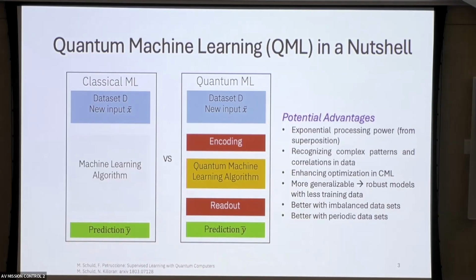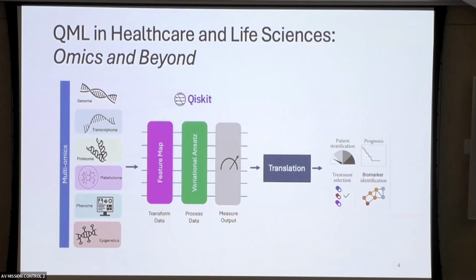There are other areas where there could be advantage, such as enhancing optimization in classical machine learning alone. If you just use it to optimize your classical machine learning algorithm, there's a possibility that it could be more generalizable, meaning that you could create more robust models with less training data. A couple of other possible advantages are the ability to deal better with imbalanced data sets, as well as natively handling periodic data sets better. And that makes sense, right? Because this is all based on quantum mechanics, and quantum mechanics is the language of waves. So periodic data is definitely an area where these algorithms do pretty well, and it's something we've seen in our work so far. So with that in mind, of course, where can you actually apply this stuff?